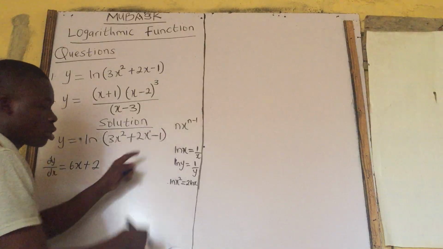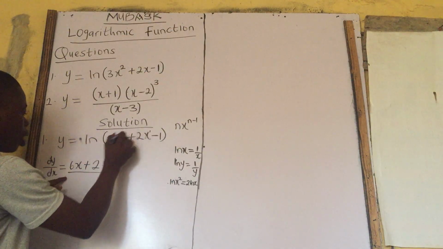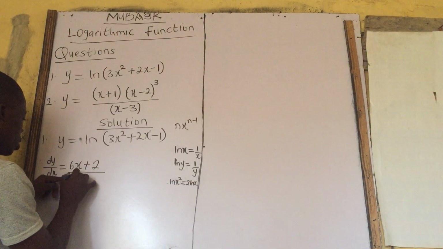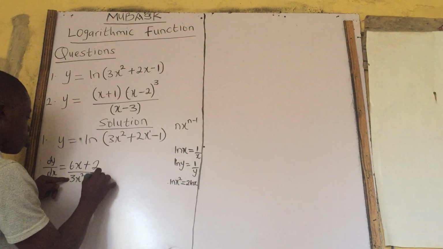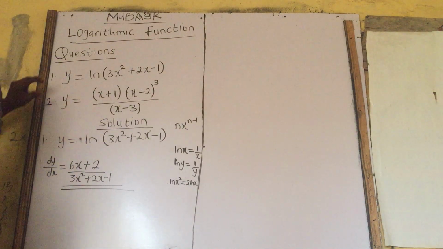Constant, if you differentiate a constant, it is 0. That means it has gone. All over all this, 3x squared plus 2x minus 1. So that is the solution for question 1.